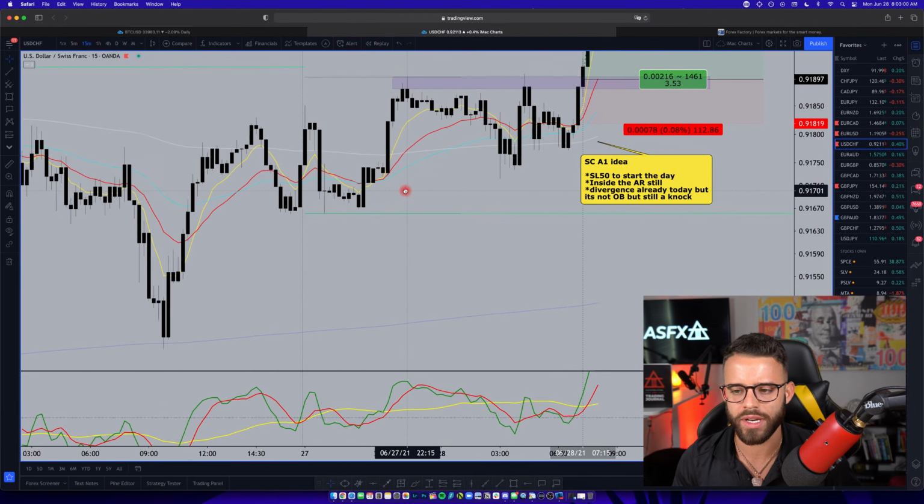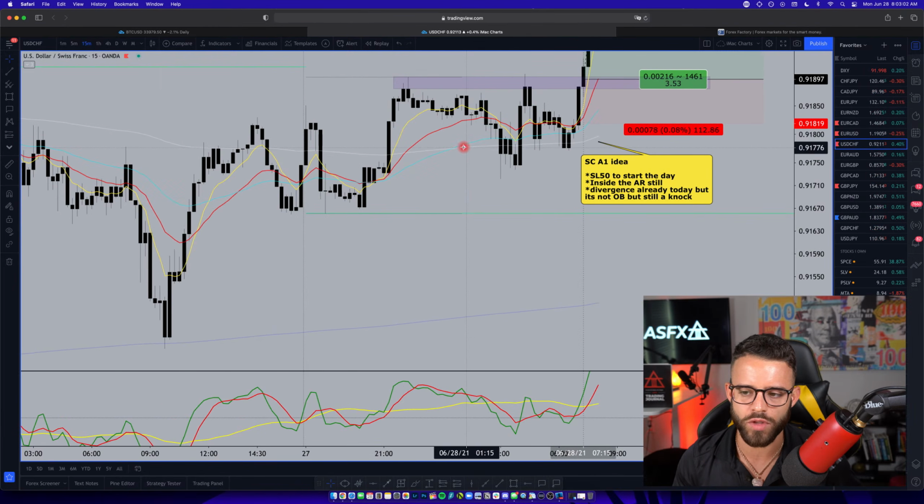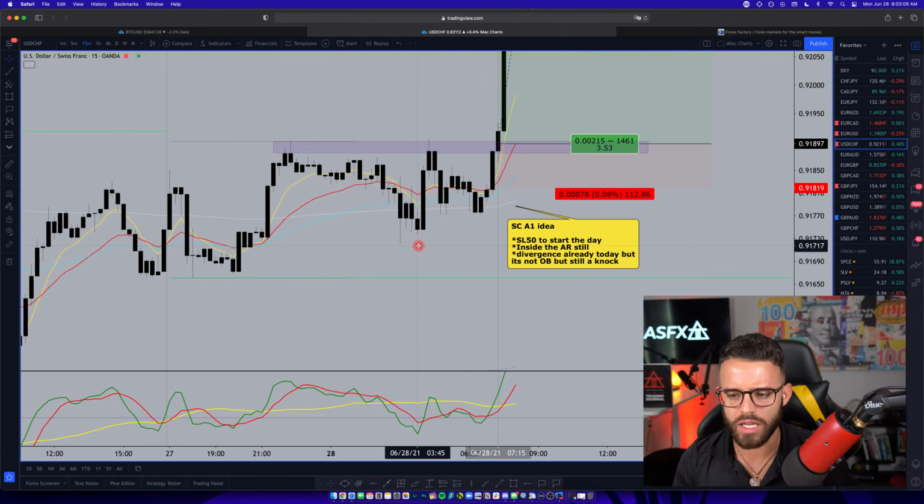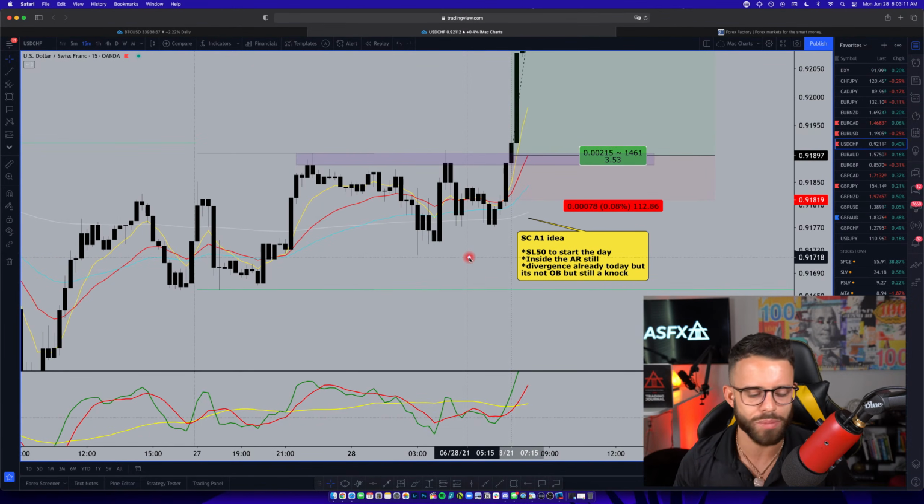The EMAs are also in an uptrend. 50 EMA crossed above the 200 EMA overnight. 800 EMA is on the bottom. So we are in an uptrend. So the TDI mostly aligns with the EMAs, which feeds the long bias today.